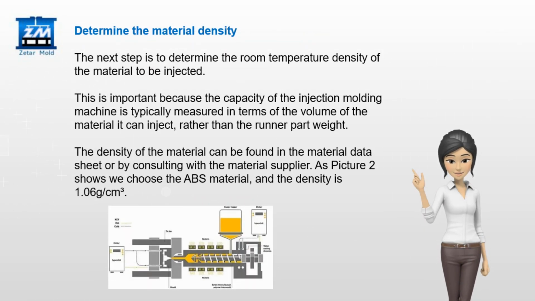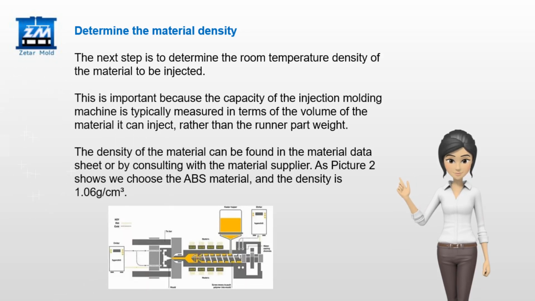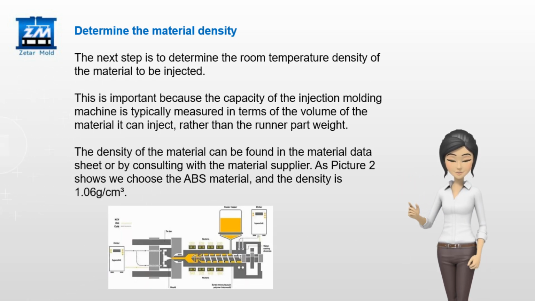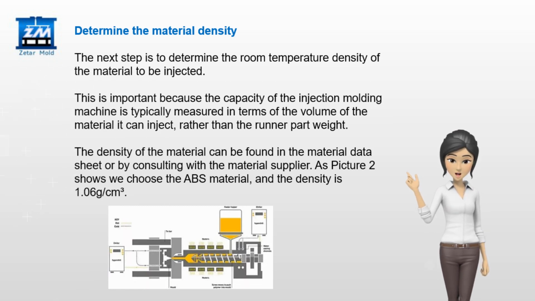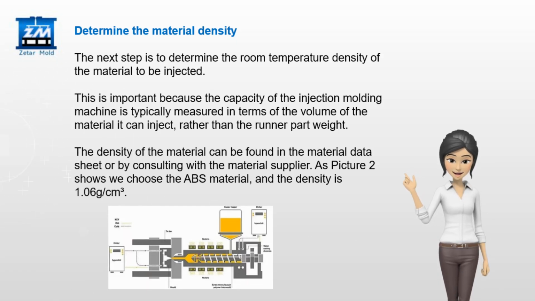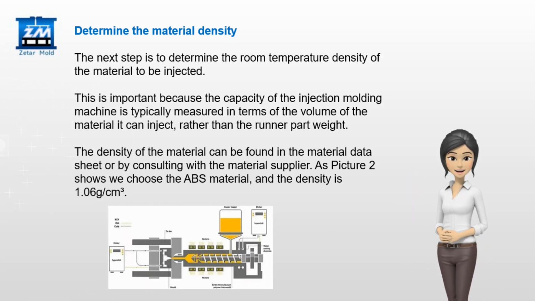Determine the material density. The next step is to determine the room temperature density of the material to be injected. This is important because the capacity of the injection molding machine is typically measured in terms of the volume of the material it can inject, rather than the runner part weight. The density of the material can be found in the material data sheet or by consulting with the material supplier.